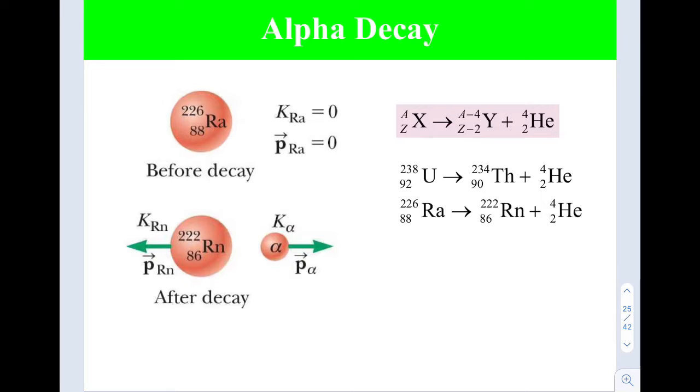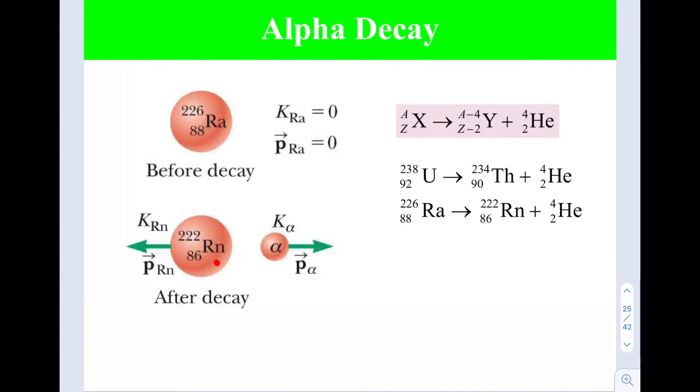So let's take a look at each of the radiations released by the unstable nuclei. The first one is alpha decay. As I mentioned just now, alpha is actually helium-4 2. If we refer to this example, before the decay, originally we have radium-226. This is A, this is Z. At this instant, the kinetic energy of the radium is 0. The momentum of the radium is also 0. After the decay, what will happen?